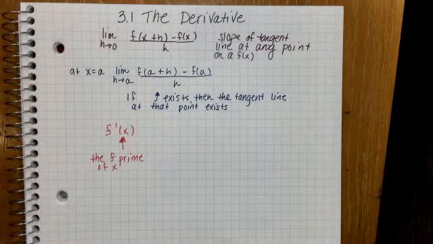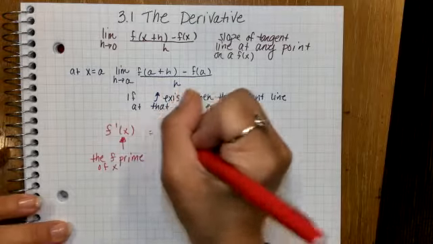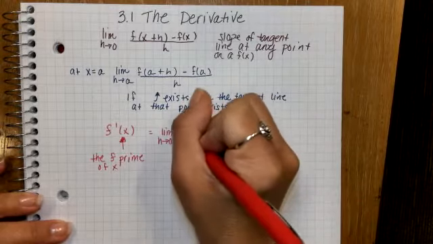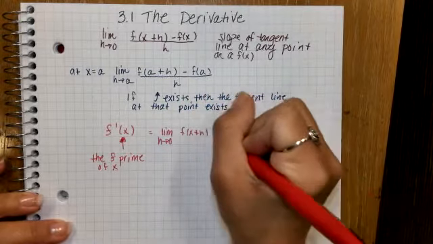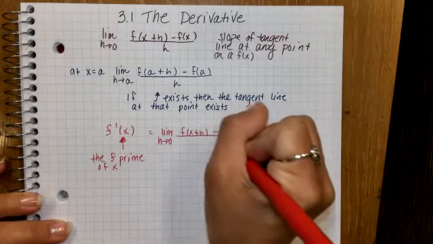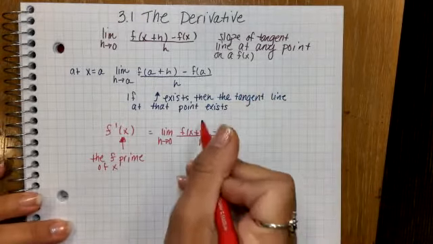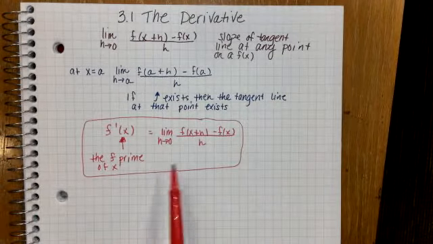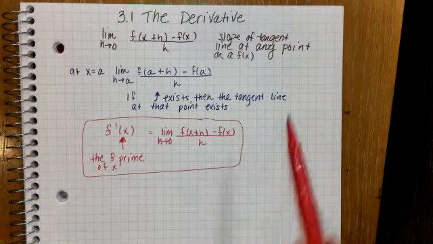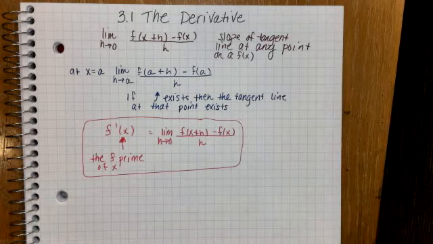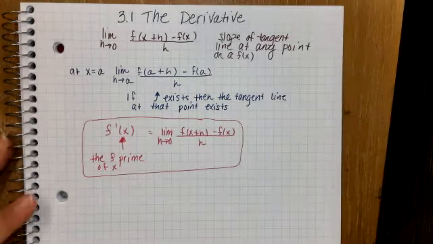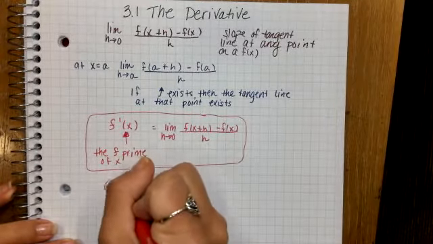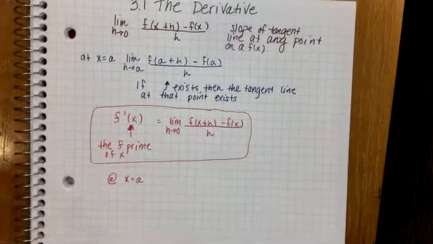Okay, f prime of x. And f prime of x is simply the limit as h approaches 0 of f of x plus h minus f of x all over h. And this is the mathematical definition of a derivative. But all this is the slope of a tangent line at a specific point. Okay. Let's say that point is a.